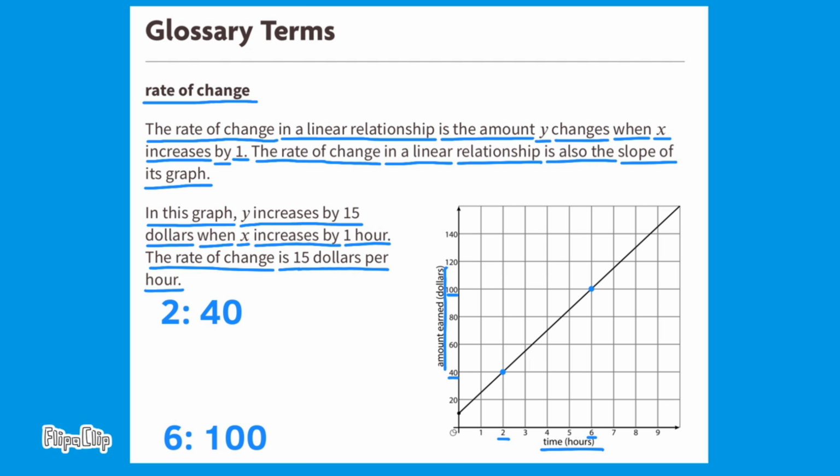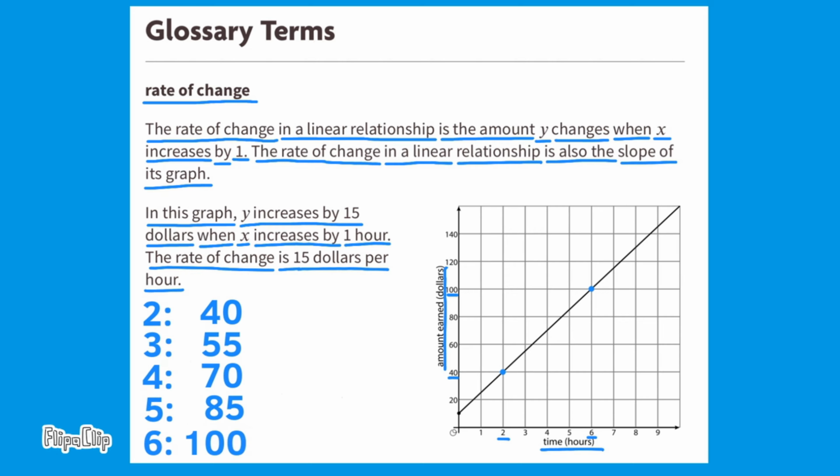It says that the rate of change is $15 per hour, so let's test that out. Let's start from the second hour. $40 plus $15 equals $55. $55 plus $15 equals $70. $70 plus 15 equals $85. And finally, $85 plus $15 equals $100. So far, it checks out just fine.